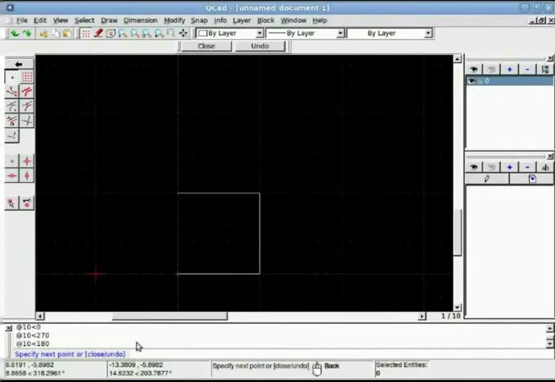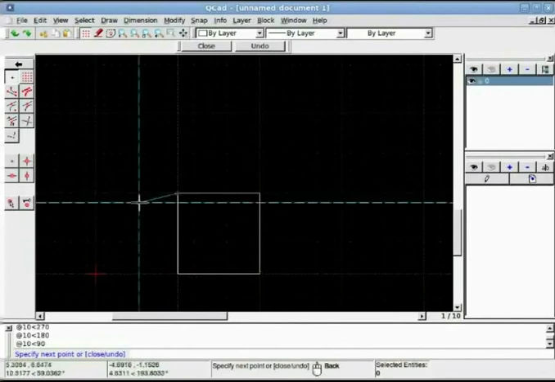Now lastly, I can always put C to close, or else enter the point as at 10, angle 90, because it is going in the upward direction. This completes our drawing in the polar coordinate system.